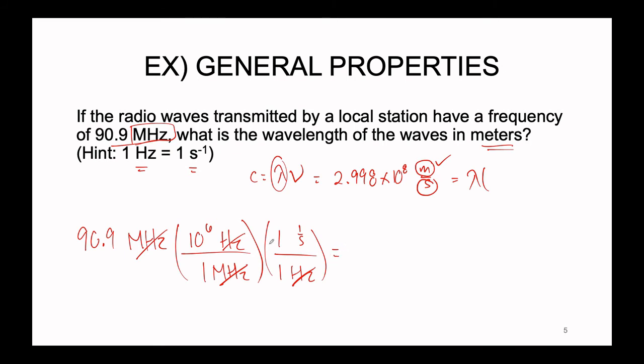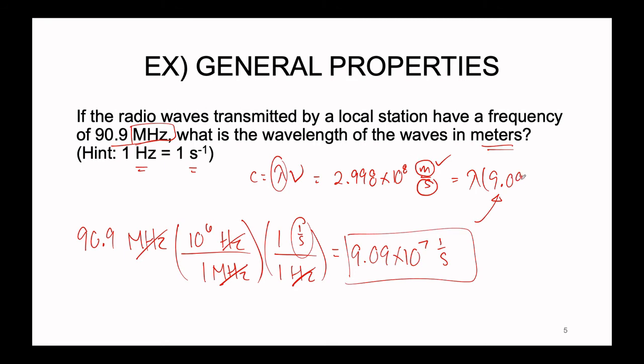All we have to do then is take 90.9 and multiply it by 10 to the 6. What we find is 9.09 times 10 to the 7 in proper scientific notation, and the unit that remains is the inverse second. So this is what we insert into our equation above. Our speed of light is going to be equal to lambda, the wavelength we're looking for, multiplied by 9.09 times 10 to the 7th inverse seconds.